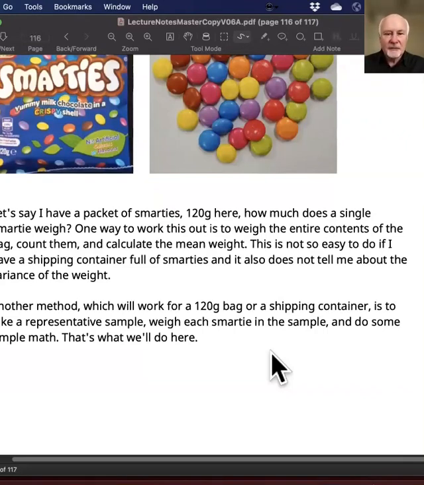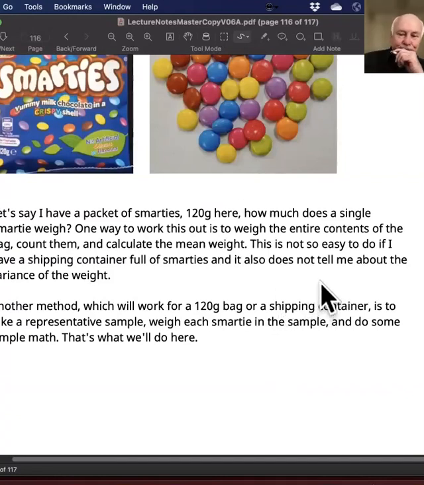In this case, we'll just say the population I'm interested in is my bag of 120 grams of Smarties. Okay, I'm not interested in the daily production from the factory or the annual production from the factory. I've just got a bag here, and I'm just curious about what a Smartie weighs. And I don't particularly want to weigh every one of them. And perhaps I have a tiny set of scales which only weighs up to 5 grams, and I don't want to sit there and weigh the bag of Smarties 5 grams at a time.